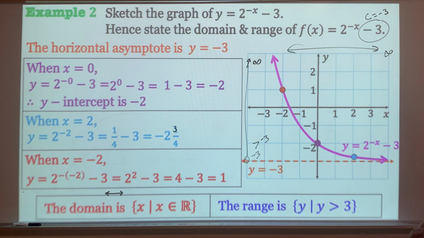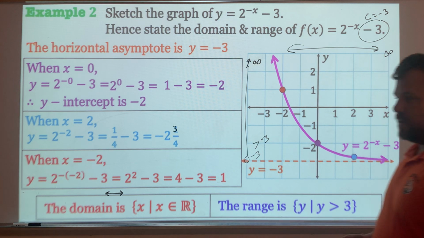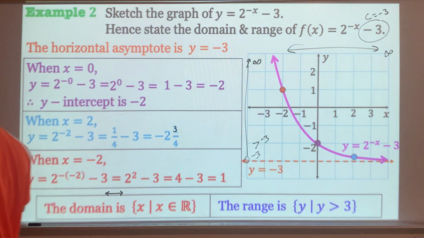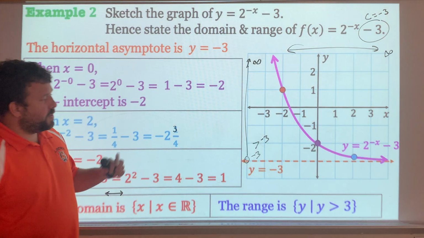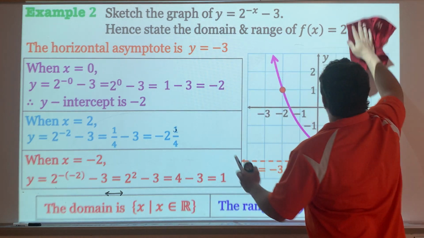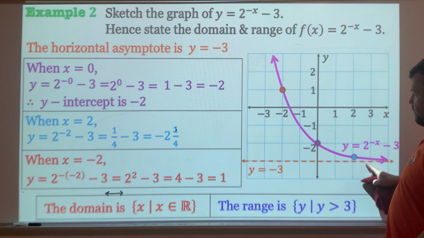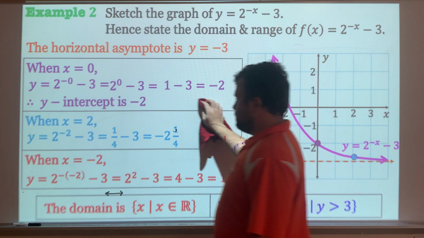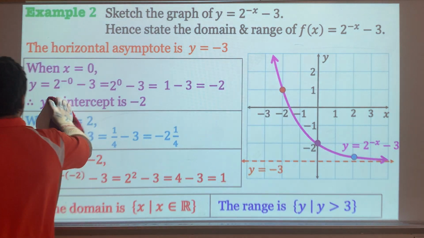If it was under the graph, it would be less than negative 3. In no cases is your range for an exponential function going to be y greater than or equal to, or less than or equal to, because you always have this asymptote here, and it never actually touches that asymptote.